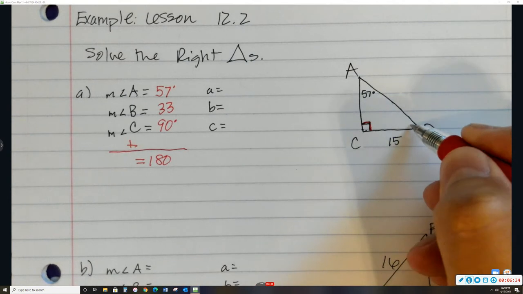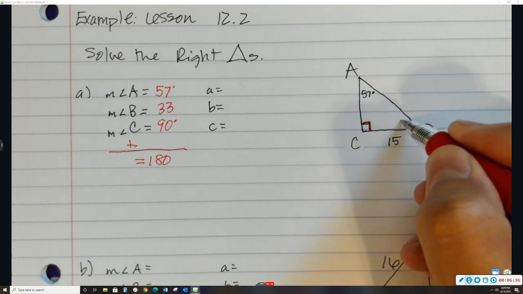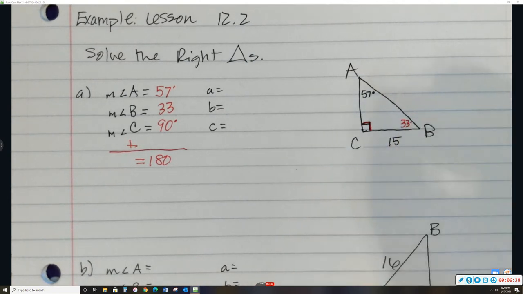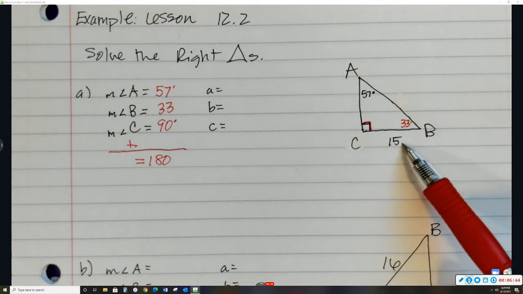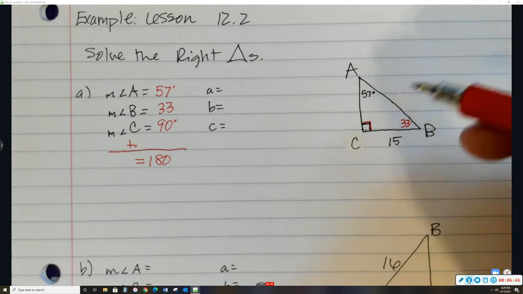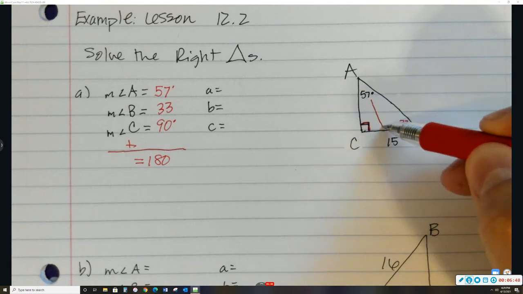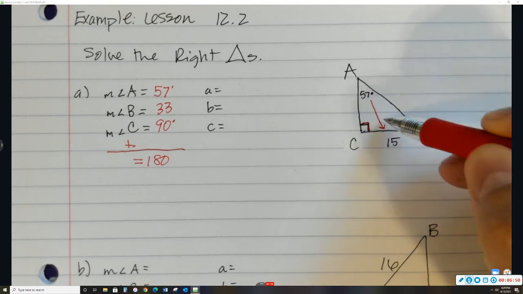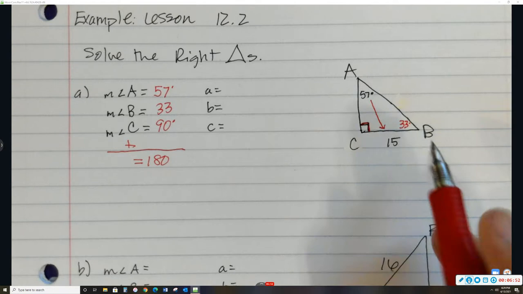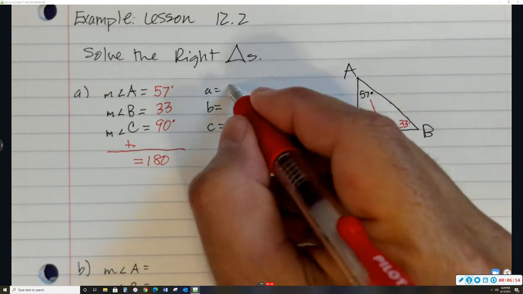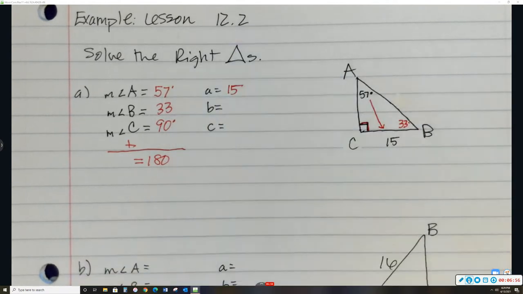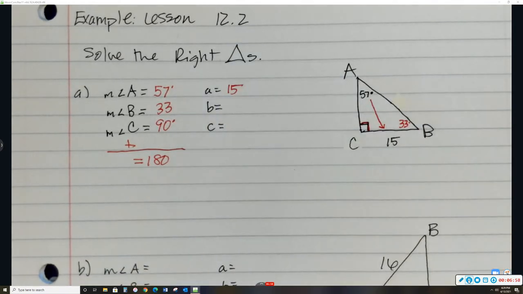You don't need to put this bottom one into the diagram, but I'm going to put it in so I know what I found. From the diagram, we also know that this side, because it's across angle A, 15 is little a. I know 15 is little a. Okay, you should know that.